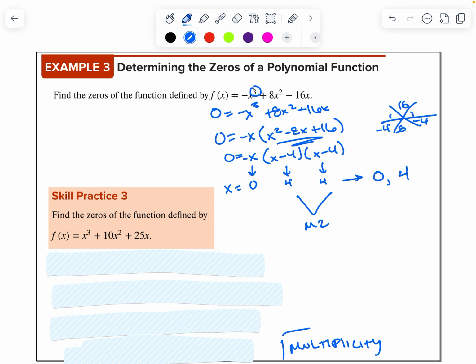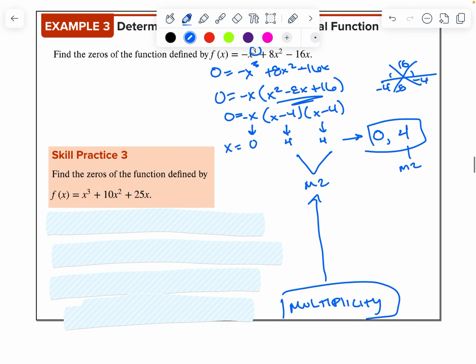That word is listed down here. The multiplicity is how many times something's repeated. So 4 has a multiplicity of 2. We still have 3 solutions. I have a 0 and 2 4s. That's going to mean something special for our graph. When a root has a multiplicity that's even, that's going to mean something special when we get ready to graph these things. Try to find the zeros of the next one.